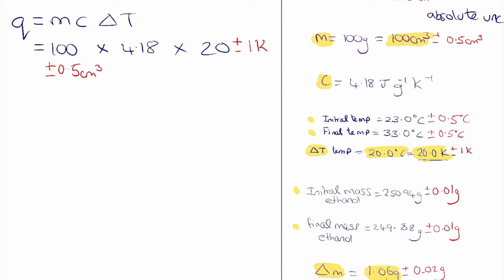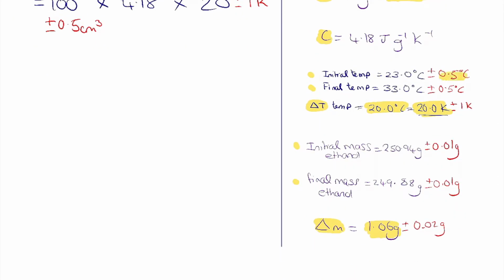The reason for that is, going back down to this right hand side, one of those temperature measurements is 0.5, and because we use two of them, we add those two uncertainties together to get 1.0 Kelvin. So let's maintain accuracy by keeping it to one decimal place. So I'll put 1.0 Kelvin here to make sure that we are not losing accuracy.